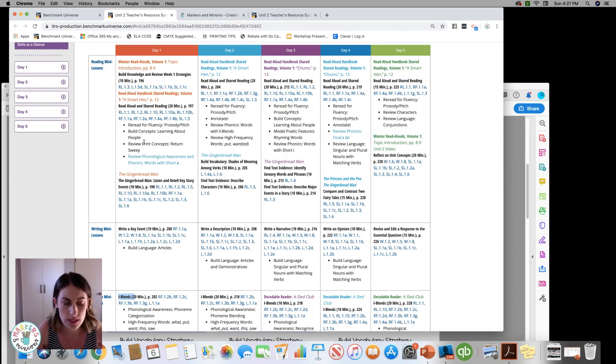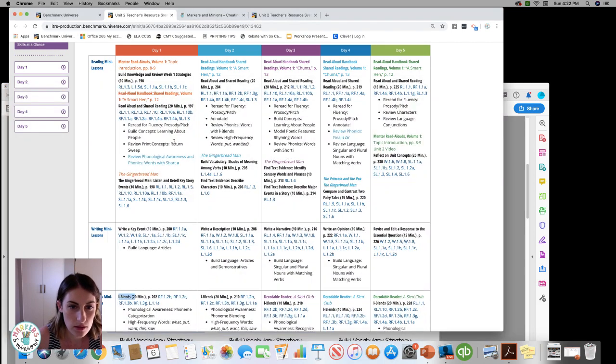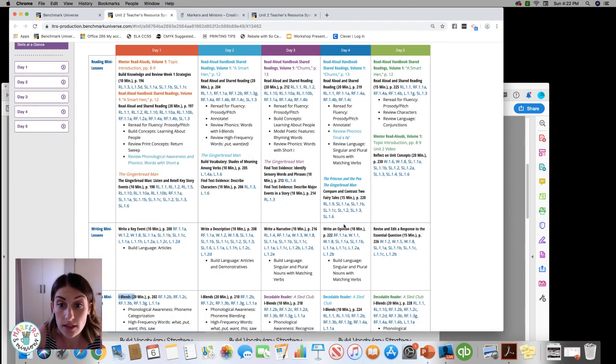So now the print concepts changes. The first 2 weeks was directionality. Now I see return sweep. Okay. Fluency is prosody and pitch. And we've got a little bit of comprehension here, review characters, we've got some language, conjunctions, singular and plural nouns, just a whole bunch of things to choose from. Let's write review characters.